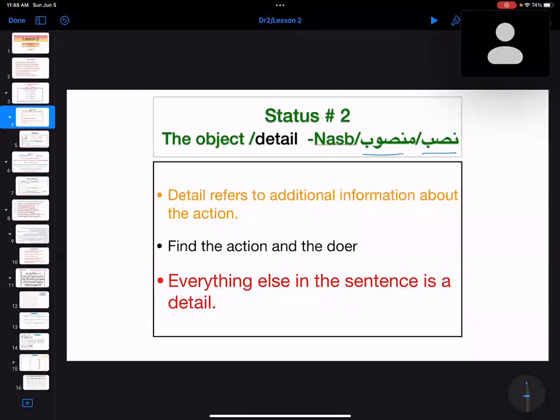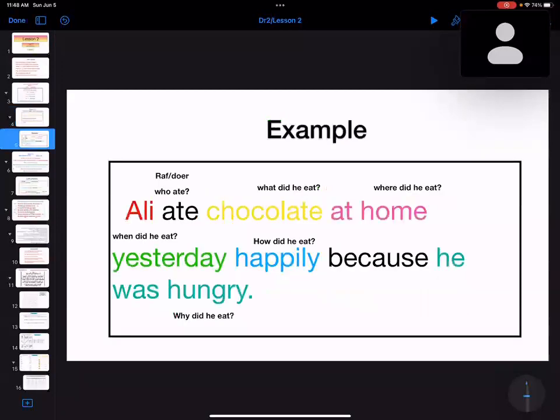Or in action, when we have some Jumla Fi'liya, when we have action in there, then in our previous sentence there isn't any action. So any extra information about the action would be the detail, and that should be nasab in status, and we are going to see in the next example. So everything else in the sentence is a detail when we find action and the doer. After the action and the doer, everything else is the detail, and that should be nasab in status. So look at the example now.